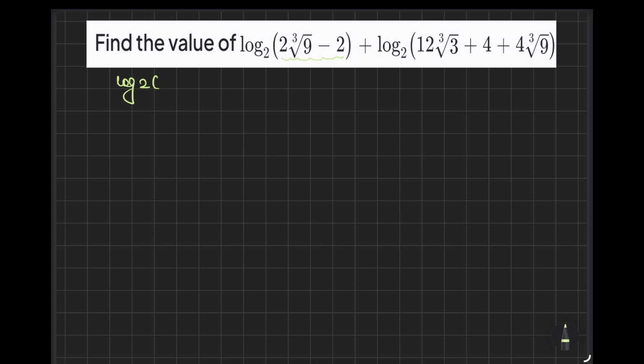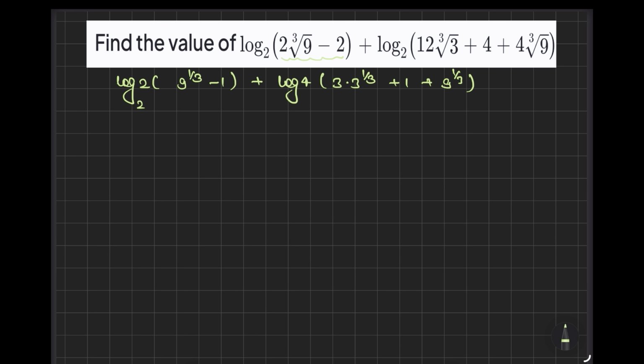third root of 9. So can I write 9 power 1 by 3 minus 1? Base is 2, okay? Plus, here I will take 4 common. So log 4 common, 3 times 3 to the power 1 by 3 plus 1 and plus 3 power 9 power 1 by 3, okay? I hope till this part you guys are okay.